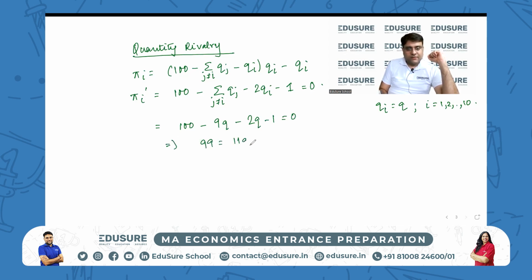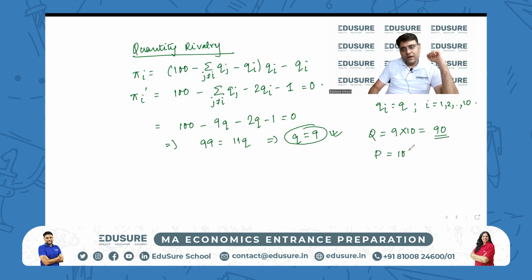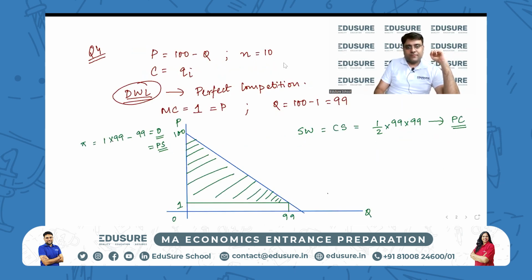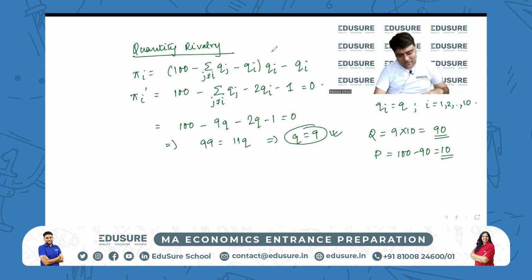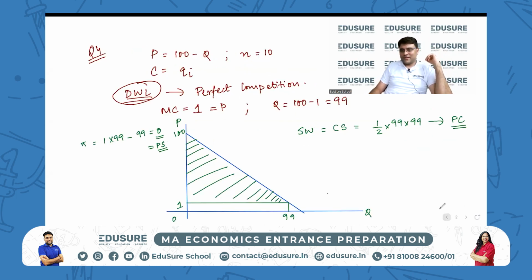99 is equal to 11q. Q is equal to 9. Okay. Total quantity is equal to 9 multiplied by the number of firms, 90. Price is equal to 100 minus the total quantity, which is equal to 10. So what can be said about the social welfare? If I am the ith firm, I'm only concerned about my cost. Do you take into account the cost of all firms in a Cournot equilibrium when you find it out? Please don't make such mistakes.